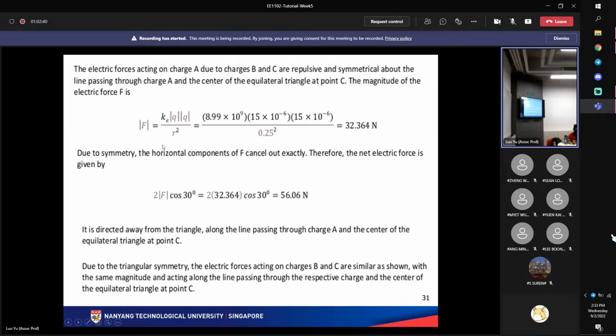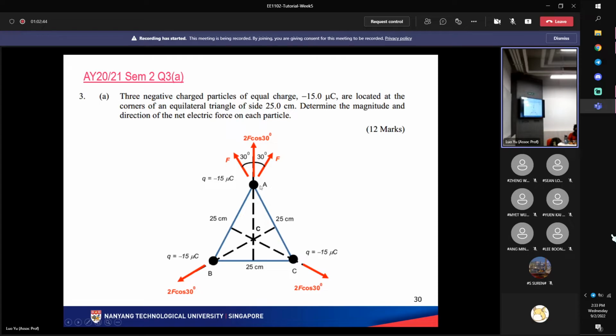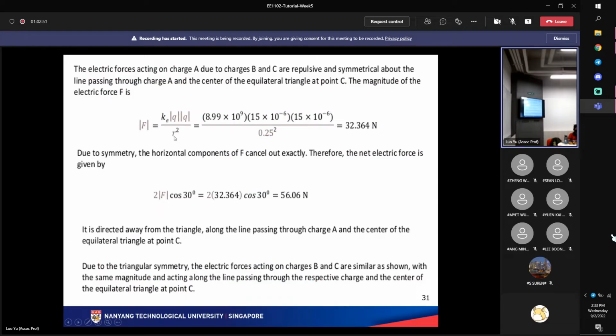First, what you should do is apply Coulomb's formula to get the force F due to particle A on B, or B on C. So k e Q divided by r squared, I get this one. Then I get the total force, 2F times cosine 30 degrees. Then I can get the total force on each particle.